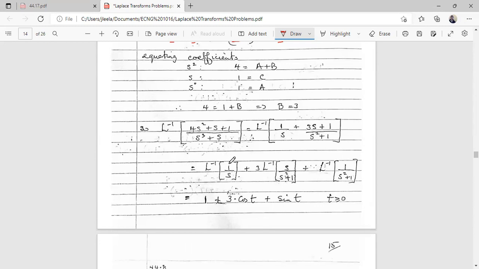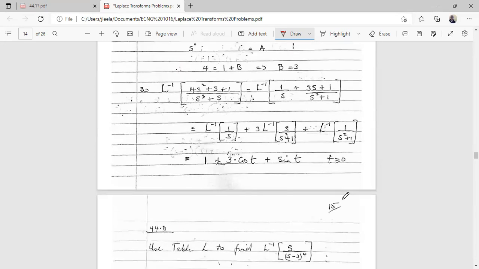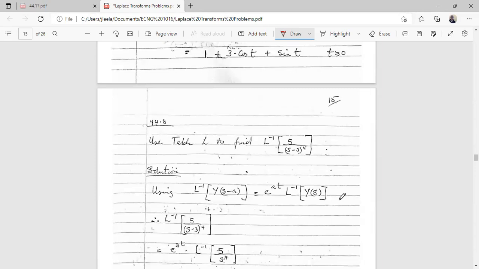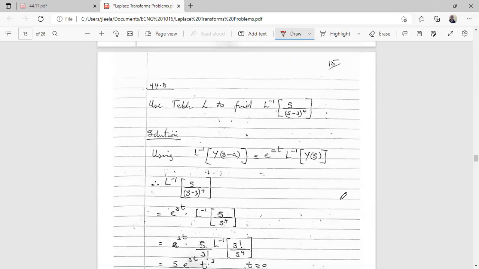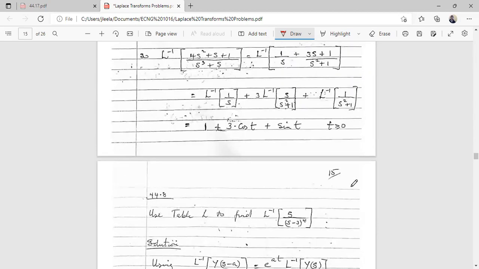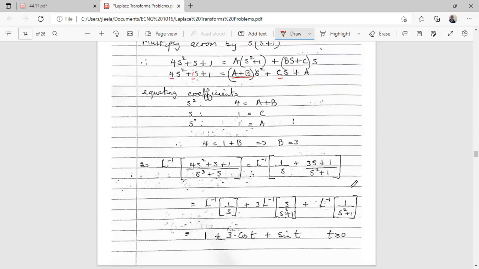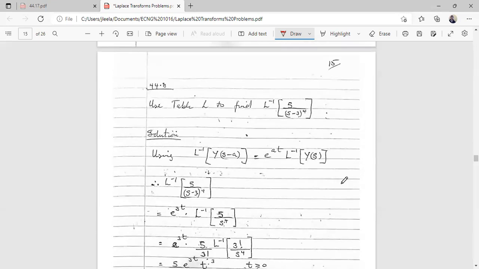Right. So the Laplace inverse of 1 over S is 1, because this is t to the 0, which is 1. The Laplace inverse of S over S squared plus 1 is cos t. So you'll get 3 times cos t, and the Laplace inverse of 1 over S squared plus 1 is sine t, right? And t is greater than 0. So you have that result there, after we do the partial fraction breakdown and we equate coefficients.